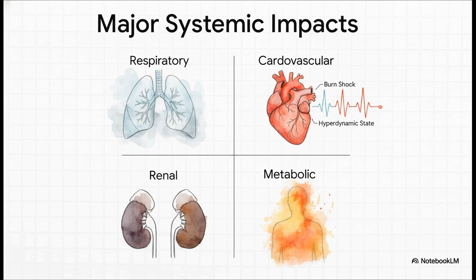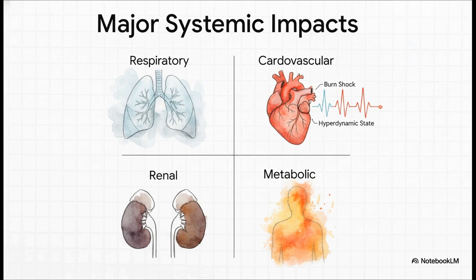This slide really drives home how a burn ignites this massive inflammatory cascade. This is not a localized event by any stretch. On the respiratory front, inhalation injury is a major killer. It causes upper airway edema and lower airway damage that can rapidly progress to acute respiratory distress syndrome, or ARDS. Cardiovascularly, patients initially present in what we call burn shock, a nasty combination of distributive and hypovolemic shock with a profoundly decreased cardiac output. Hours later, this is followed by a massive hyperdynamic state.